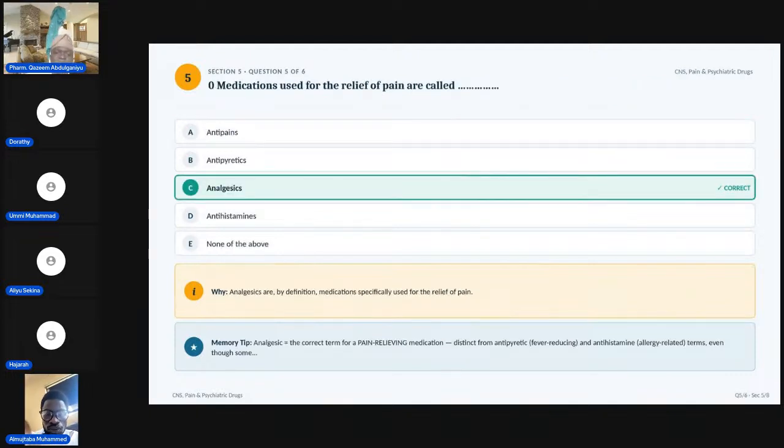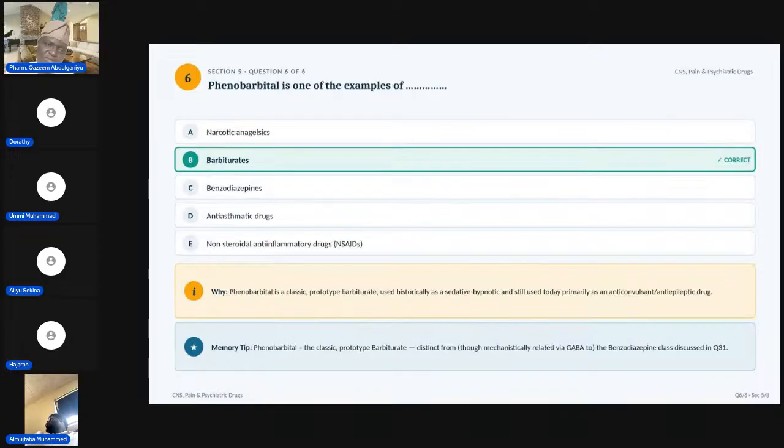The next one says medication used for the relief of pain are called, of course, analgesics. I will not stay long on this. Then phenobarbital is one example of a barbiturate. The same barbiturate that they told us acts on gamma aminobutyric acid is what they are giving us as an example now.